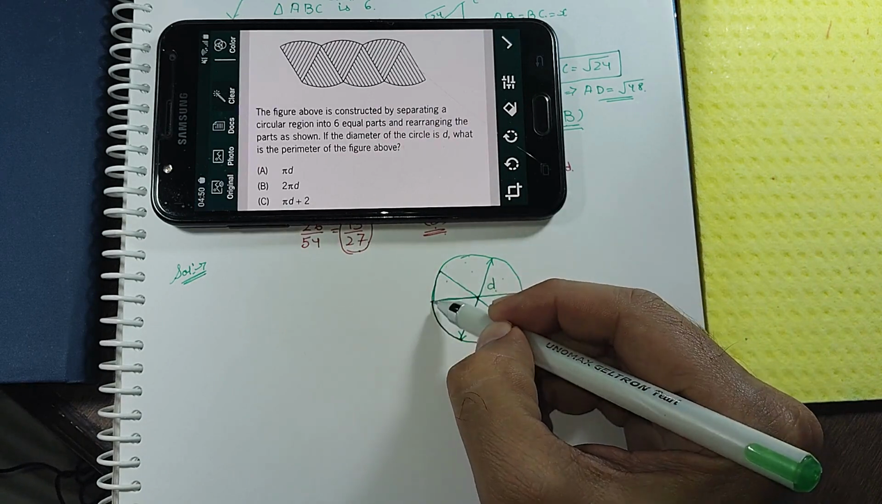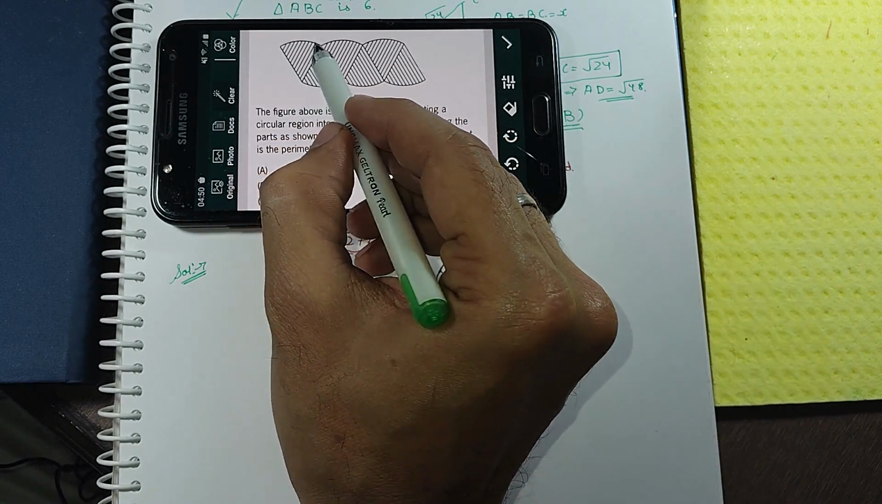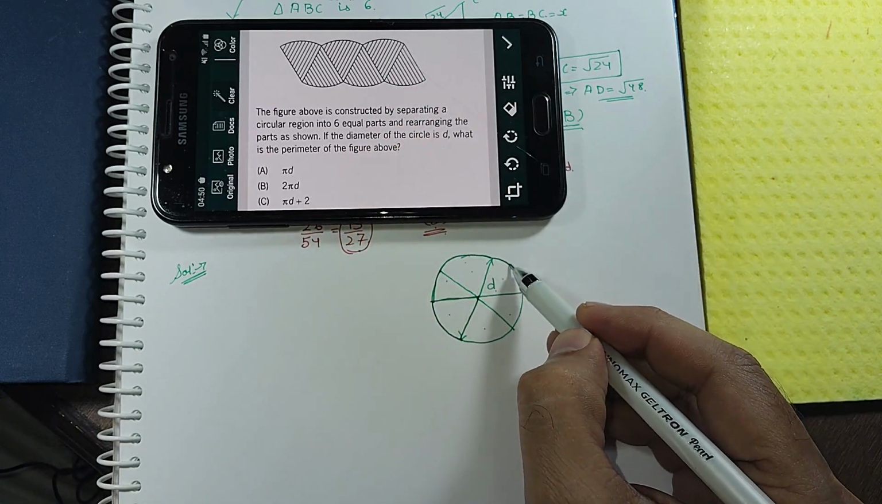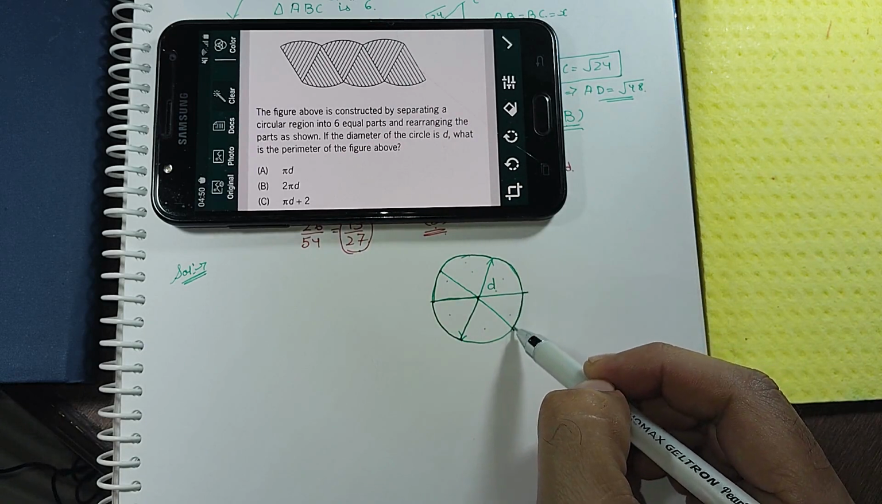Now see, this is the arc, right? This portion, 1 and 2, 3, 4, 5 and 6. So it basically comprises of what? The circumference of the whole circle, right?